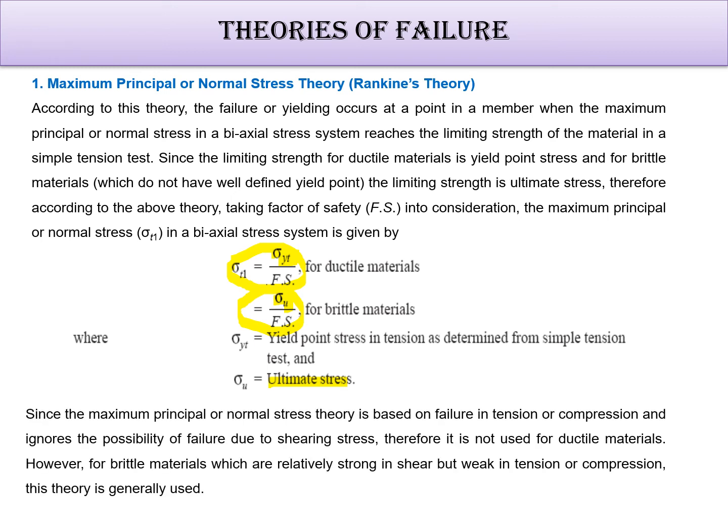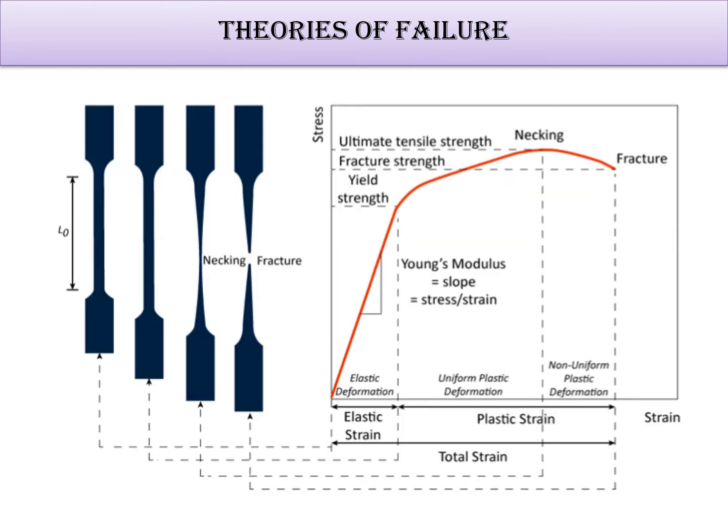The maximum principal stress theory is based on tension or compression only, and it ignores the shearing part. That's why it is not suitable for ductile material, because in ductile material we all know shearing also happens. For brittle material, this is a very strong and reliable theory by which we can design anything, but it is weak in tension and compression. So this theory is generally used for brittle material.